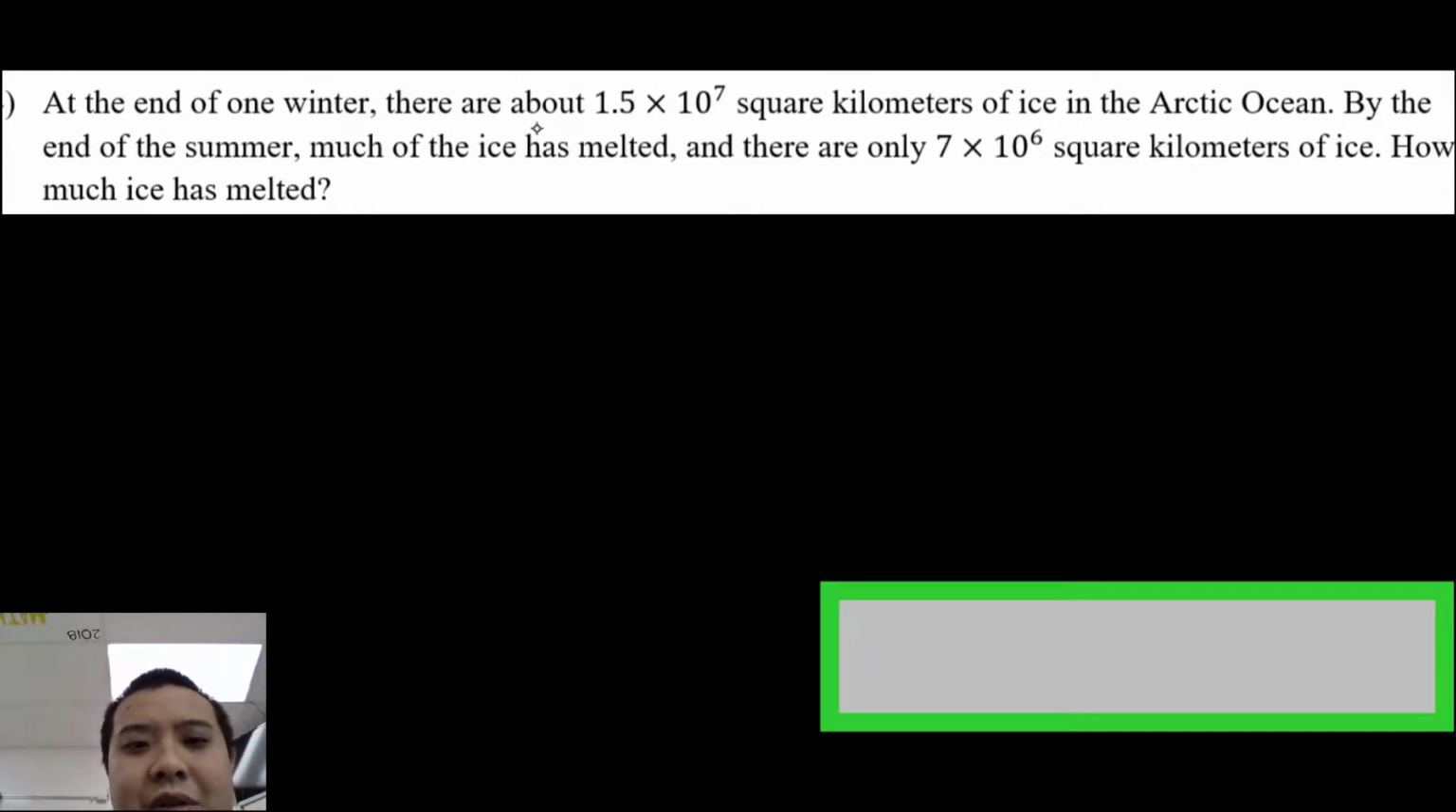At the end of one summer, there is about 1.5 times 10 to the 7th square kilometers of ice in the Arctic Ocean. By the end of the summer, how much of the ice has melted? Much of the ice has melted, and there are only 7 times 10 to the 6th square meters of ice. How much ice has melted? So this is the change in the ice from this amount to this amount, and therefore this is going to be a subtraction problem, because we're going to find the difference between the two.